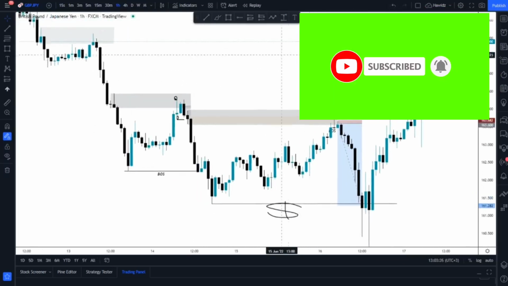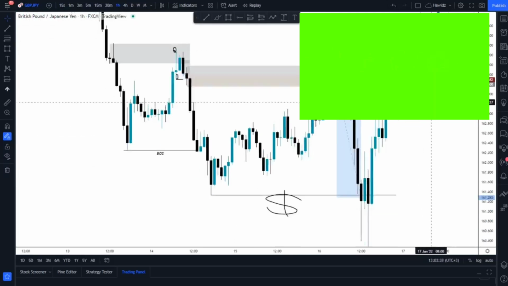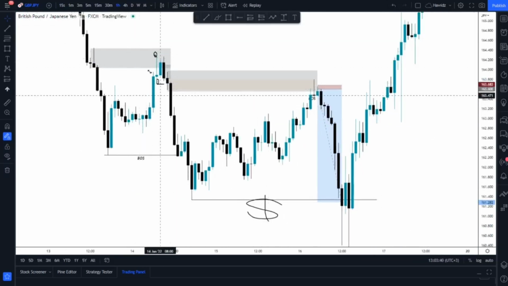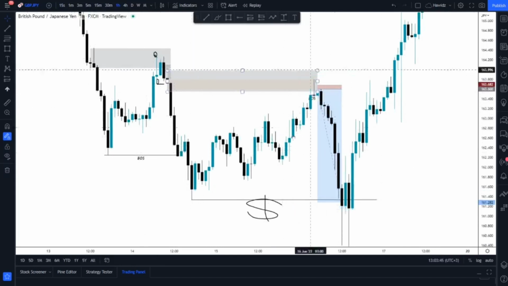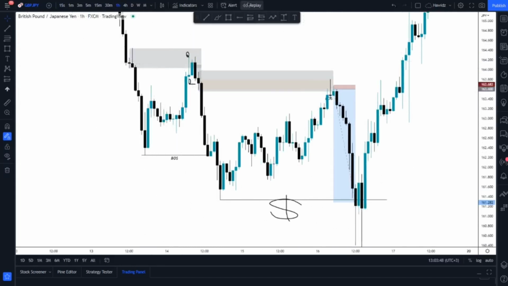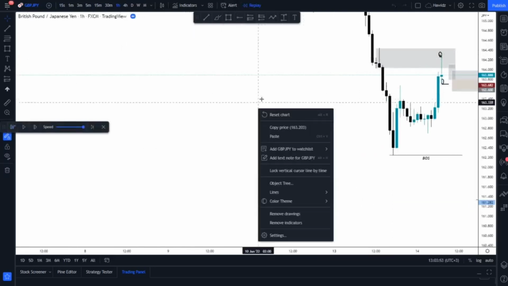So as you can see, this is the GJ chart on the 1 hour time frame, and I did have my first entry in here, but I just deleted it, and the second entry was here, right? So let's use the replay tool and see how exactly I spotted these entries.